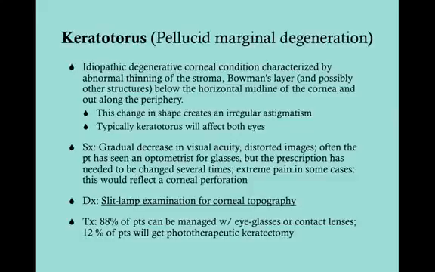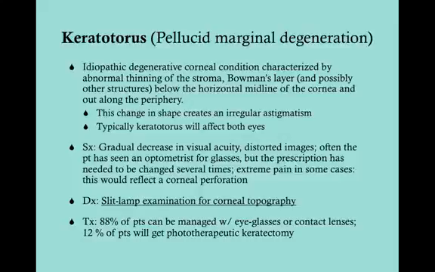Typically, keratoconus affects both eyes, not just one. The symptoms include gradual decrease in visual acuity, distorted images, symptoms that are consistent with astigmatism. Oftentimes, the patient has seen an optometrist for glasses, but the prescription keeps changing because keratoconus, pellucid marginal degeneration, is a progressive disease. In some cases, the patient will have extreme pain. In those cases, it will reflect a corneal perforation, but that's rare.